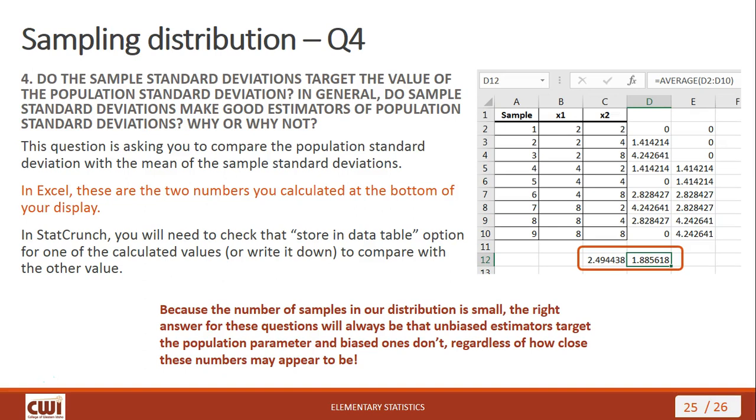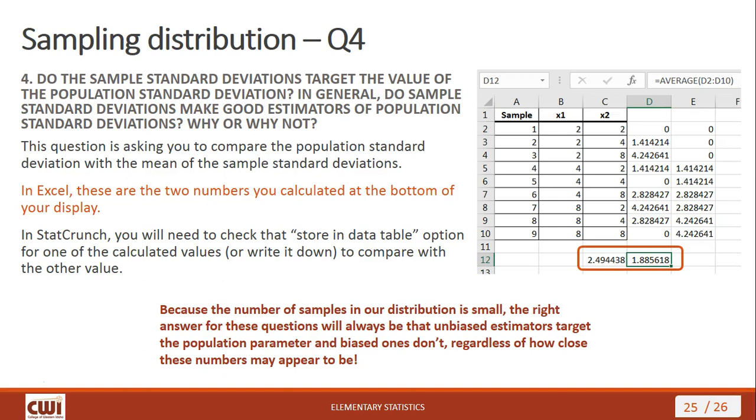Now, the number of samples in our distribution is small. Okay, so the right answer for these types of questions is always going to be that the unbiased estimators target the population parameter and biased ones don't. It doesn't matter how close the numbers are together. You might say that 2.49 is pretty close to 1.88, or you might say that they're not close together. What you want to look at is not how close the numbers are together.